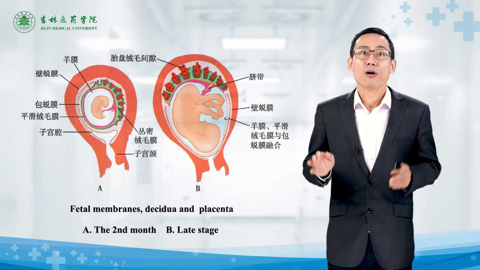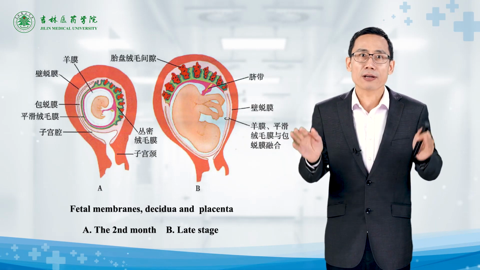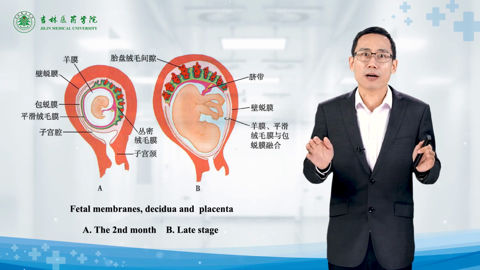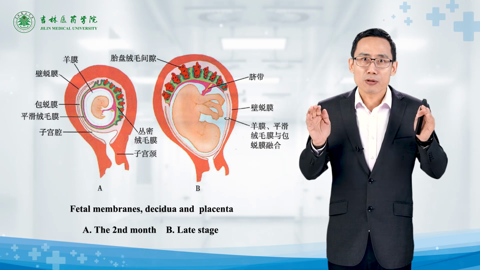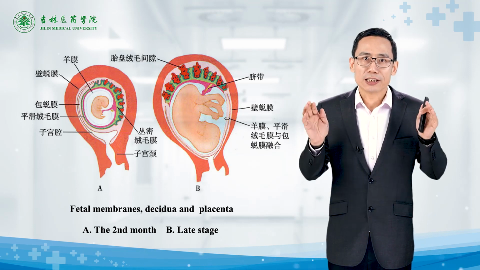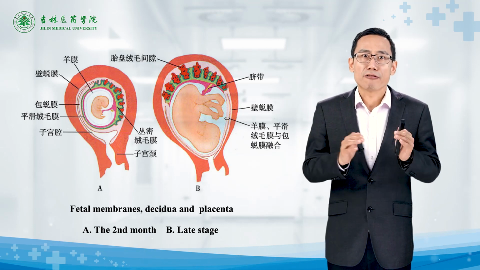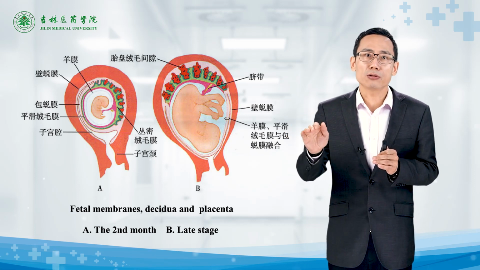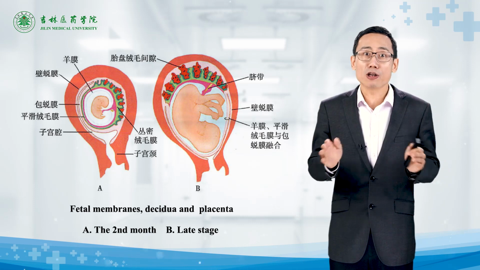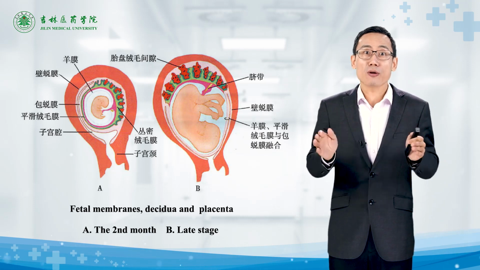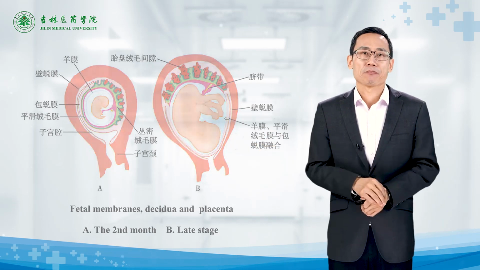After that, with the development and growth of the embryo and expansion of the amniotic cavity, the amnion, smooth chorion, and decidua capsularis further protruded into the uterine cavity and finally fused with the decidua parietalis, and the uterine cavity disappeared.